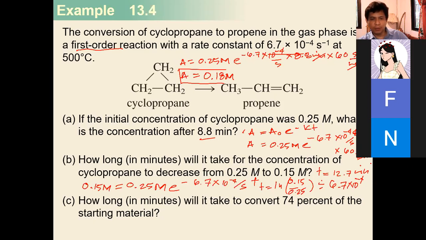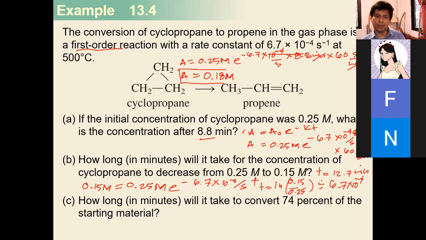Letter C, how long in minutes will it take to convert 74% of the starting material? So if you're going to convert 74% of the original material, A sub O, suppose ang concentration nun, halimbawa, is 1. So pag na-convert mo yung 74%, so 100 minus 74, di ba 26% na lang yung matitira? So 0.26 na lang yung matitira. You get that? Usually doon nalilito eh. Bakit yung ine-LN 0.26? Hindi 0.74.